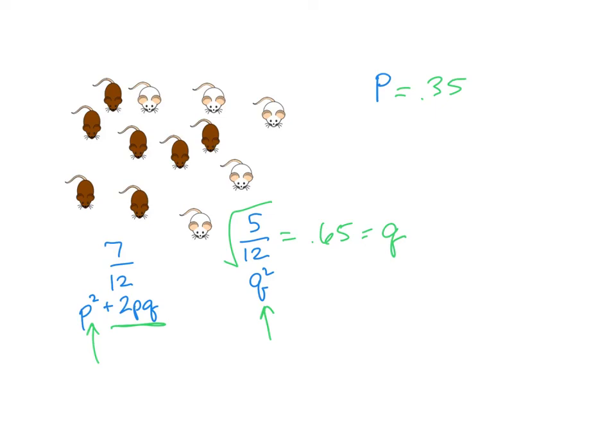Okay, and then the next question asks approximately what percentage of rats would be homozygous dominant. So now they're asking you, how many are P squared, right? These guys. Okay, so all we have to do is take 0.35 and square it. So that gives us P squared equals about 0.12. So about 12% are homozygous dominant, and then the rest of them would be heterozygous.